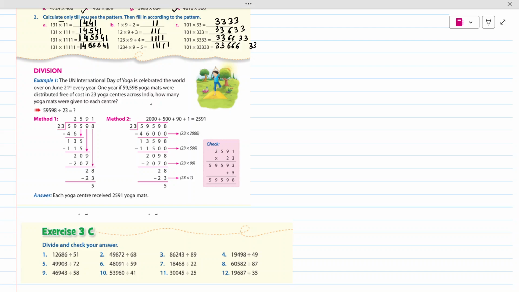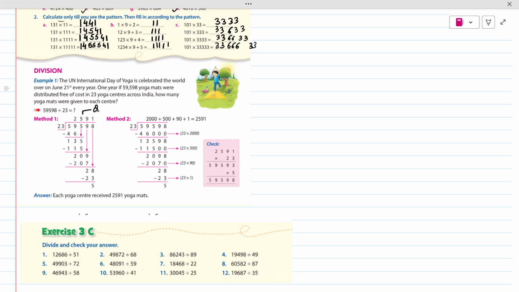The total number of mats given to us is 59,598, and we have to divide it by the total number of yoga centers, that is 23, in order to find out how many yoga mats were given in each center. Okay, so how we are going to do this is shown here. We have to divide 59,598 by 23.